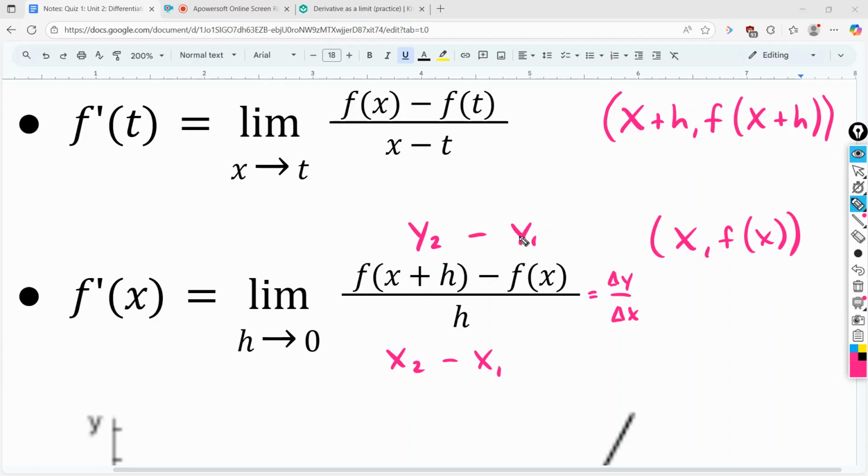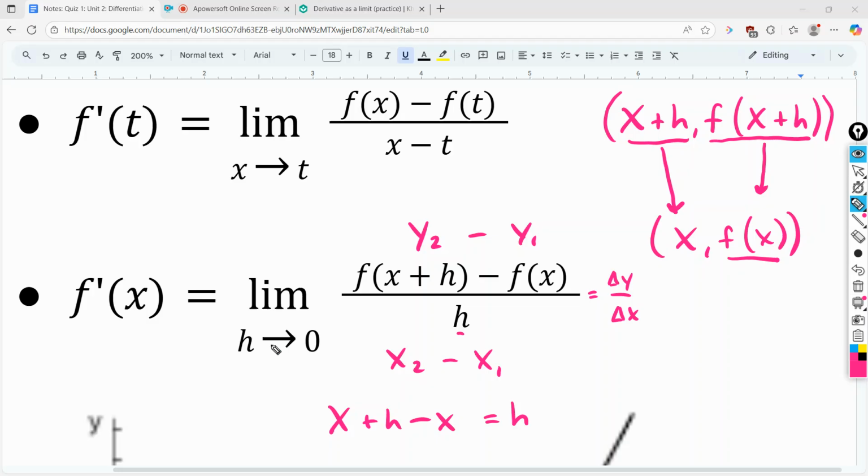All right, so for the change in y, here are the y coordinates. You would just do f of x plus h minus f of x. That's what we have here in the numerator. In the denominator, you would just do x plus h minus x. If you did x plus h minus x, x minus x would cancel, and you are just left with h. So that's what we have in the denominator.